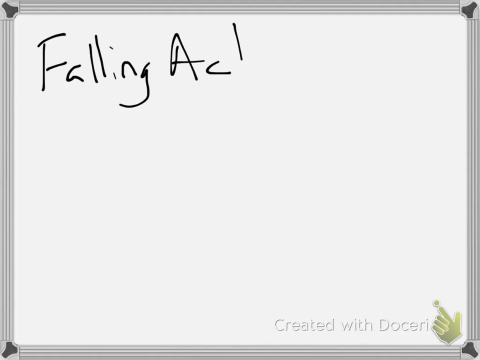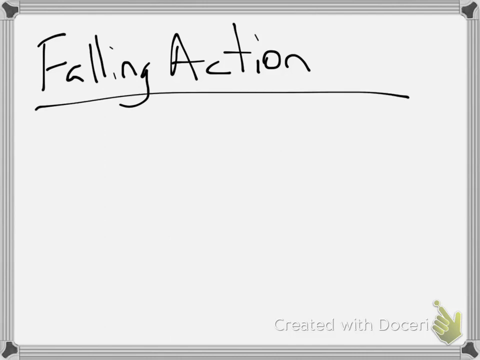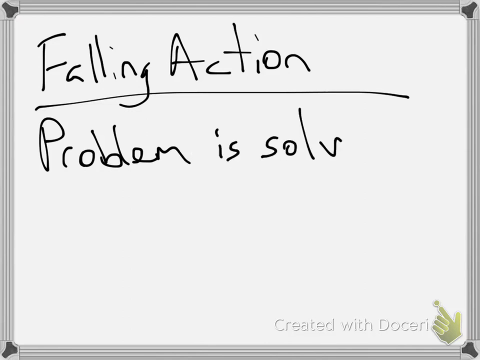Alright, moving on. We have falling action. This is all the action that happens right after the climax. This is when the actual problem is solved. Problem is solved. So that's the simplest explanation for falling action. The character or main character or characters begin to fix the issue at hand.